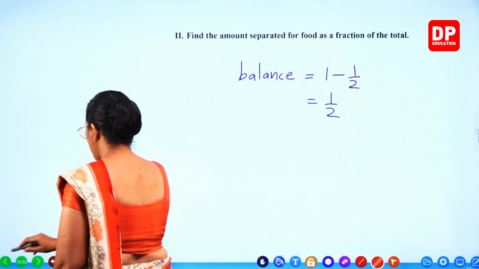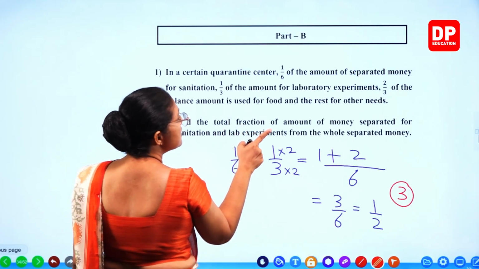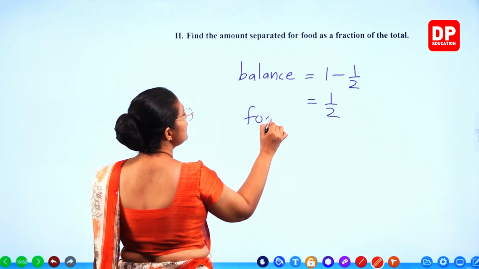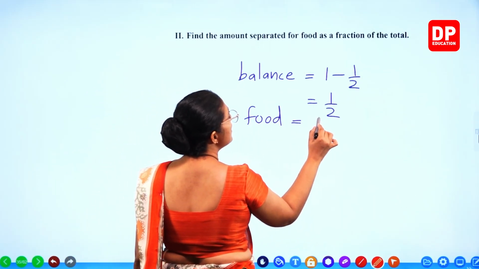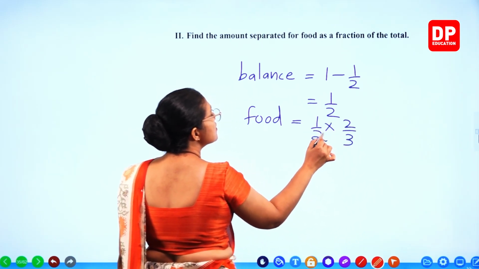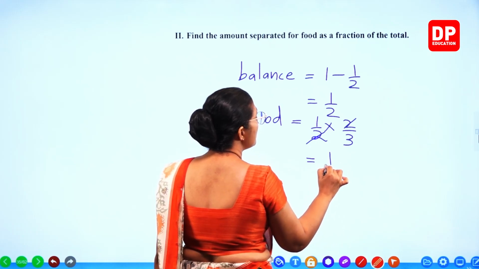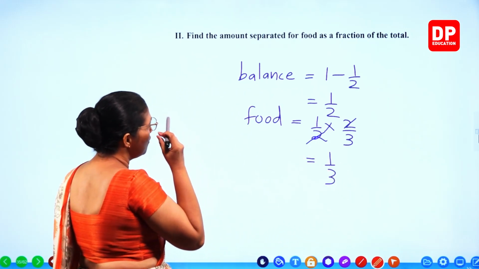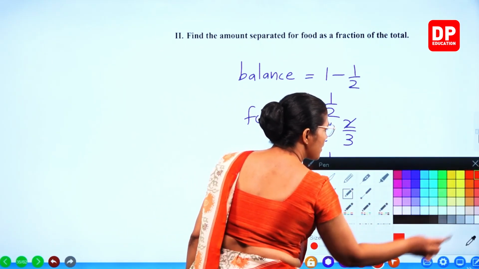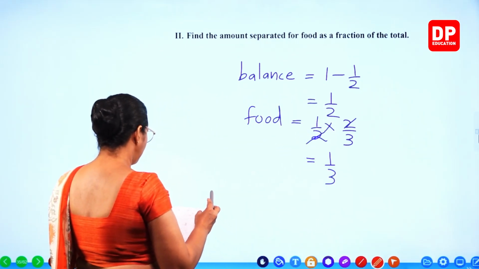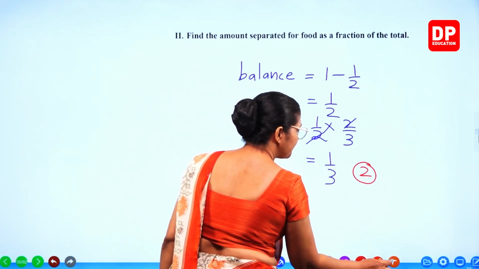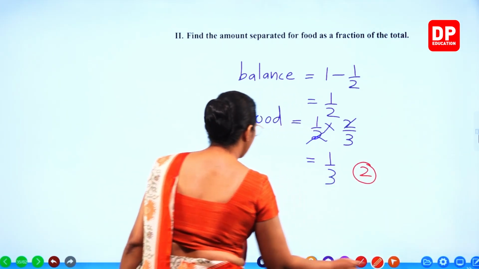So out of that, it says 2/3 for food. So what is the fraction for food? Half of 2/3. So when you simplify, you get 1/3 for food. So how many marks for that? You're getting 2 marks.